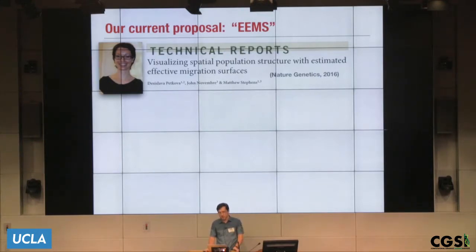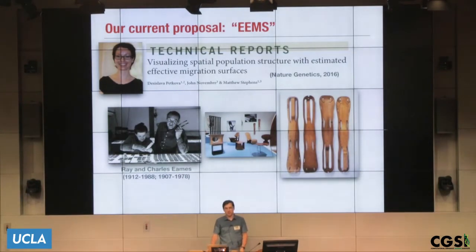The name EEMS, in its pronunciation, is partly a hat tip to Ray and Charles Eames, who were furniture designers who actually lived most of their life in LA, and you can go to the Eames house. They were some of the first people to bend plywood to match the complex shapes of the human body to make modern furniture. And here you can see these wooden splints that they developed for soldiers in World War II. That's actually where they got their start, developing these splints for soldiers. Then after the war, they said, wait, we can make nice furniture. And so you almost certainly have sat in some form of an Eames chair during your life.